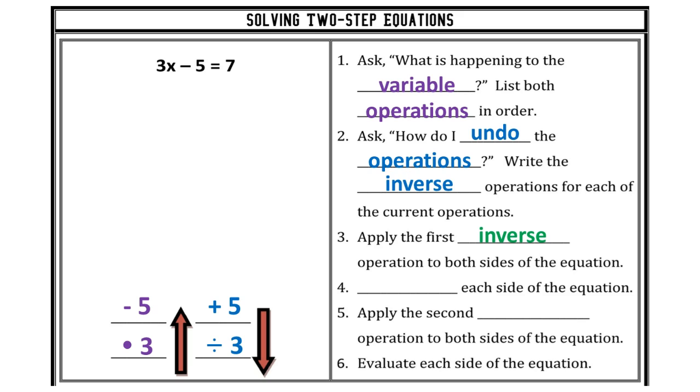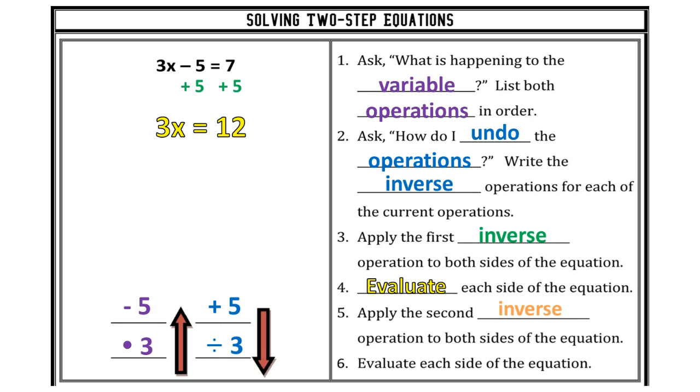I'm going to apply the first inverse operation to both sides of the equation. Add 5 to both sides to keep that equation balanced. Negative 5 plus 5 is 0. When I evaluate each side of the equation, I check for my identity. So I get 0 on the left side, leaving me with 3x. 7 plus 5 is 12.